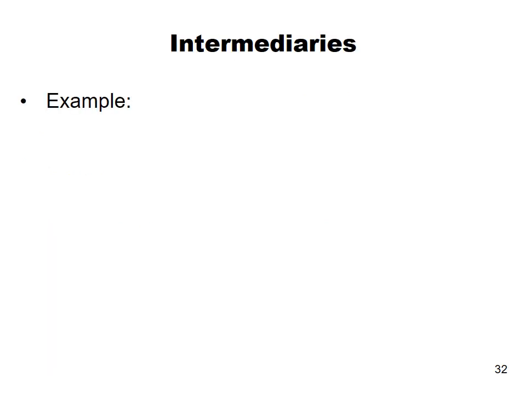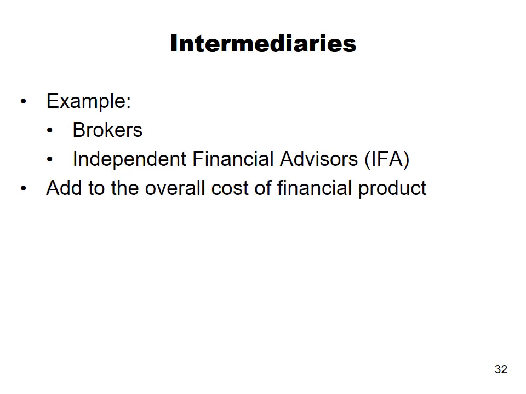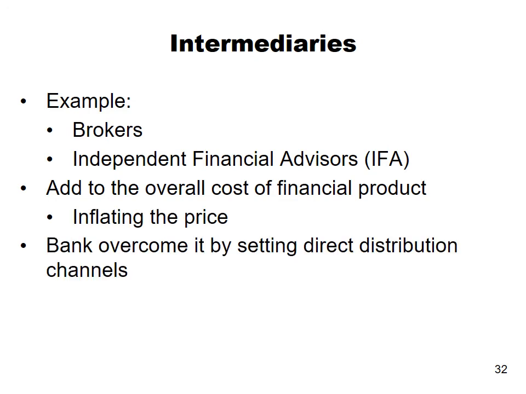Intermediaries, for example, brokers, independent financial advisors. Basically these intermediaries will add to the overall cost of financial products. As a result, it inflates the price. So the bank can overcome it by setting up direct distribution channels. So basically, in short, the bank can sell the products directly to you instead of going through a third party. This will help to reduce the cost.